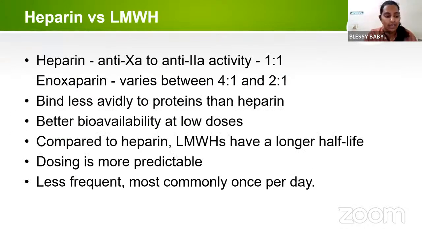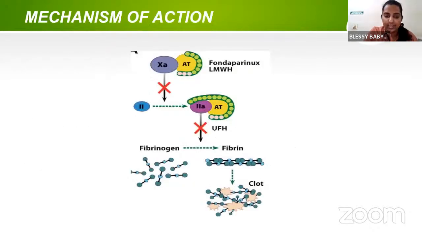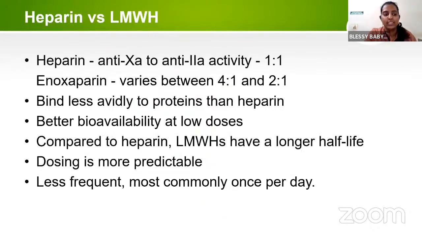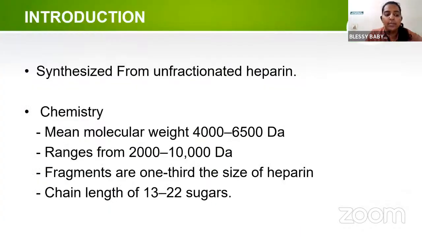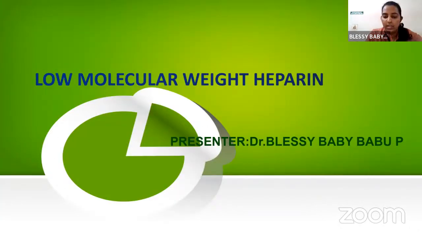Myself, Dr. Blessy, first year junior resident from Government Medical College, Kannur. Anticoagulants are one of the most common drug groups we are all familiar with. Anticoagulants are the class of drugs that prevent coagulation or clotting of blood. Low molecular weight heparin is a class of anticoagulant medication and one of the most commonly used anticoagulants. My topic for today is low molecular weight heparin.